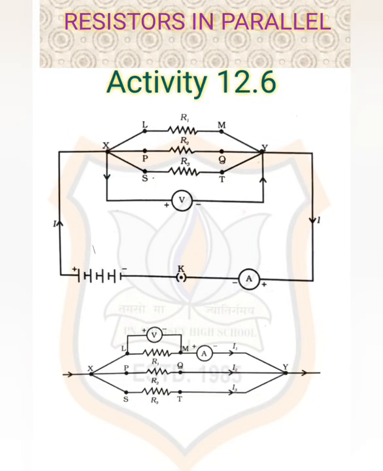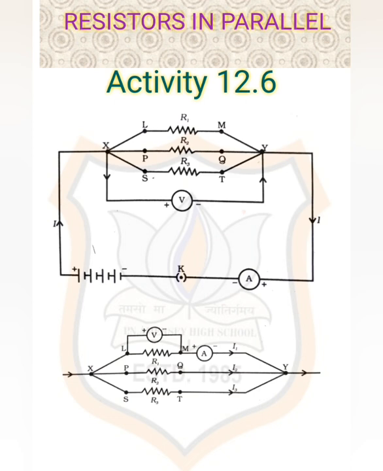Now resistors in parallel. So to understand this concept, let us have an activity 12.6, to study the parallel combination of resistors, or we can say the relationship between potential difference and resistance in parallel circuit, as well as the relationship between the current and respective resistance in parallel circuit. So let us start the experiment.